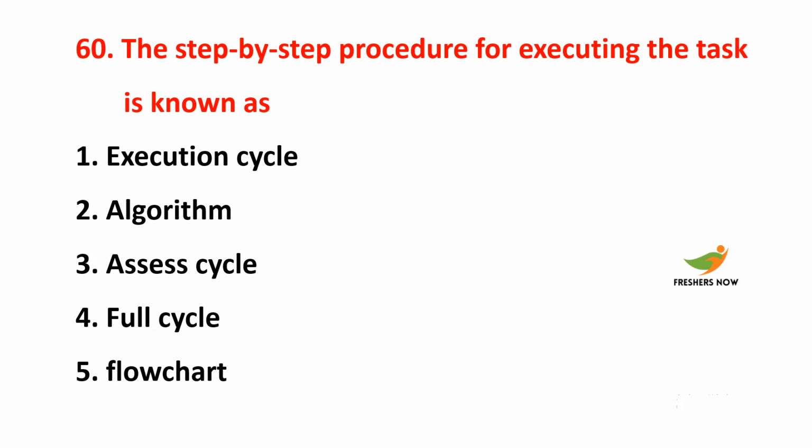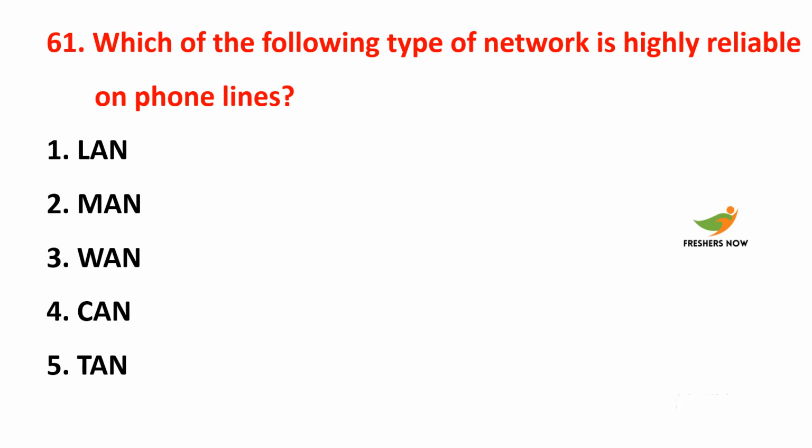60th question, the step-by-step procedure for executing the task is known as. And the answer is option 2, algorithm. 61st question. Which of the following types of network is highly reliable on phone lines? And the answer is option 3, WAN.